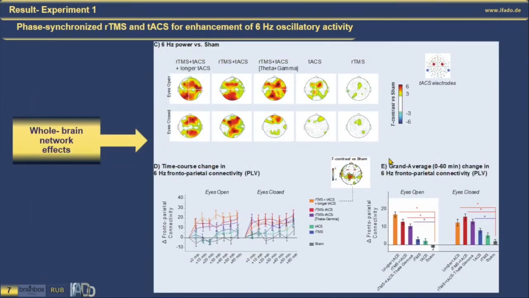By assessing the theta power enhancement in the whole brain, we found a pattern of enhanced power in both frontal and parietal regions. And in order to assess whether these changes were functionally coupled, we measured the functional connectivity between these 2 regions, and again we found a significant enhancement in functional connectivity with the 3 combined protocols in both eyes open and eyes closed conditions.